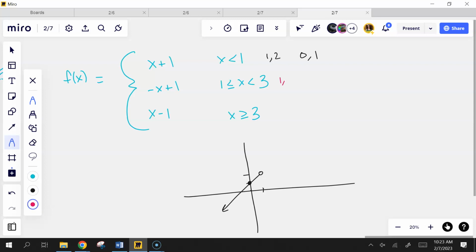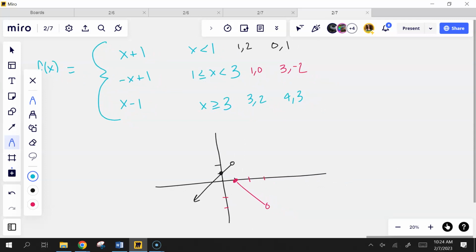Second graph goes in between 2 values. If I plug in 1, what do you get? 0. Then if I plug in 3, what do you get? Negative 2. So 1, 0, which would be closed, and then 3, negative 2, open. And then for the last one, if I do 3, I get 2, and then if I do one bigger, so 4, I get 3. So 3, 2, closed, and 4, 3.